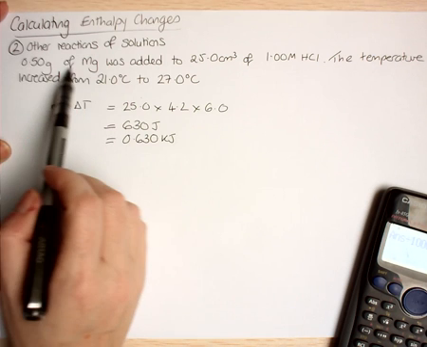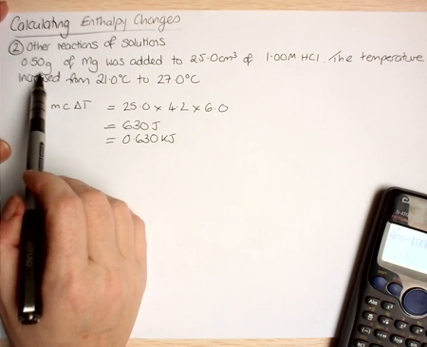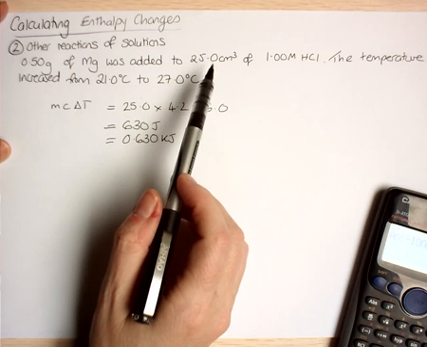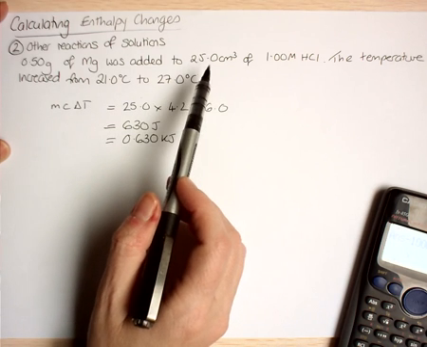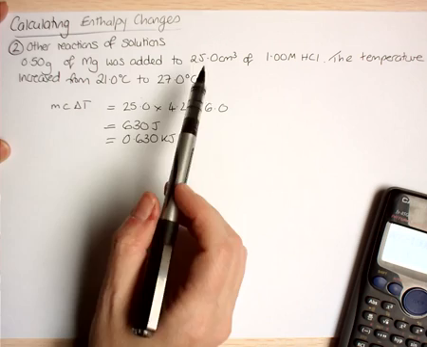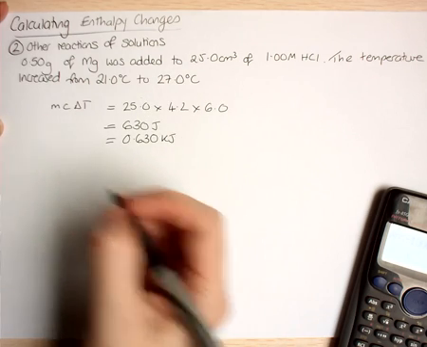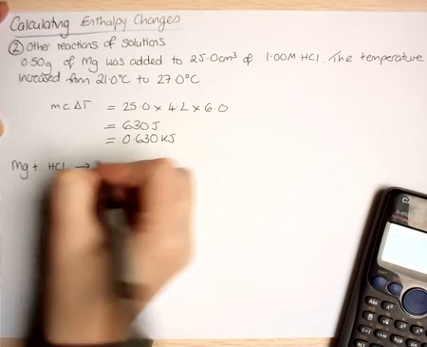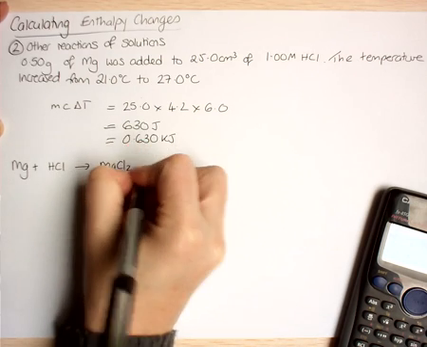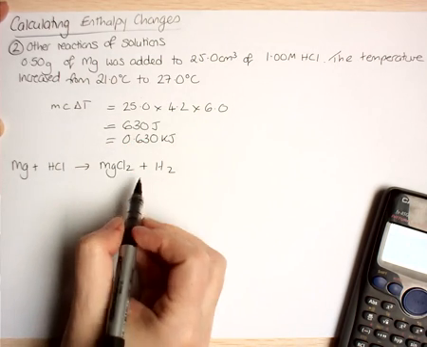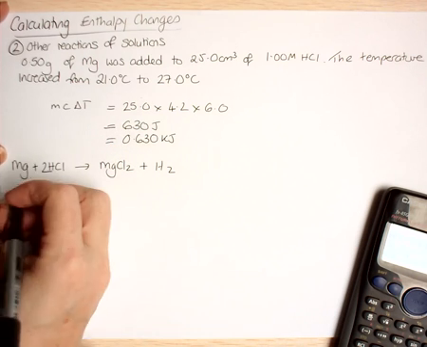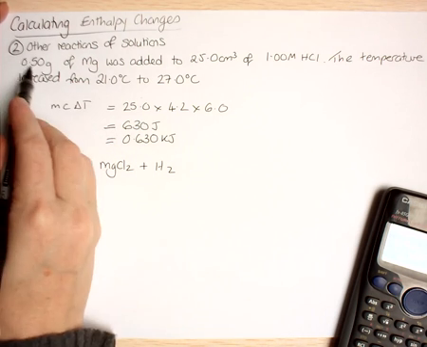Now for this reaction, I have to work out which of my reactants is in excess and which of my reactants is limiting. So start with an equation. Magnesium plus hydrochloric acid, making magnesium chloride and hydrogen, make sure it's balanced. Okay, work out the number of moles of each, 0.5 grams.